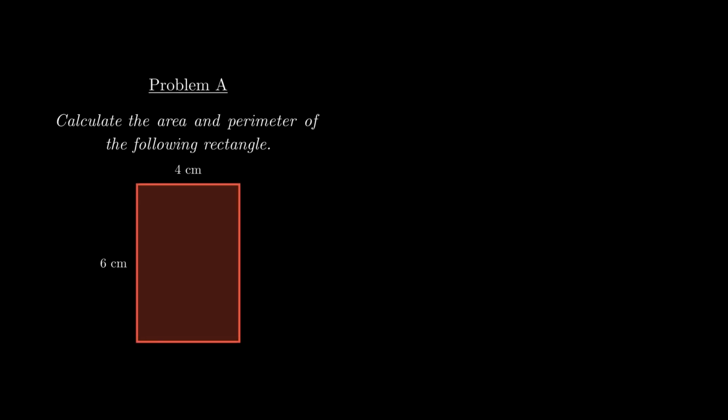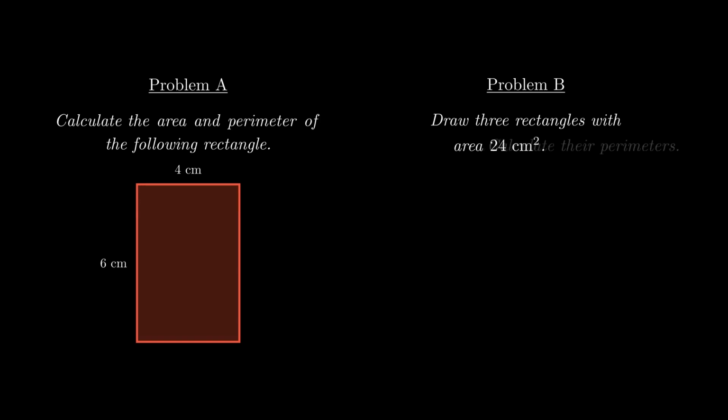Compare the following two problems. Which of them is more interesting? Problem A: calculate the area and perimeter of the following rectangle. Or Problem B: draw three rectangles with area 24 centimeters squared. Calculate their perimeters.